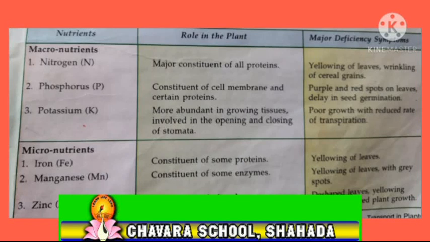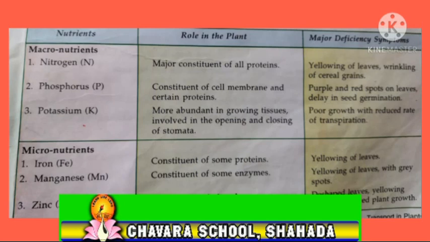Second is phosphorus, a constituent of cell membrane and certain proteins. If it is not there, the deficiency shows as purple and red spots on leaves and delay in seed germination. The seed germination process will take more time if phosphorus is not properly supplied to the plants.